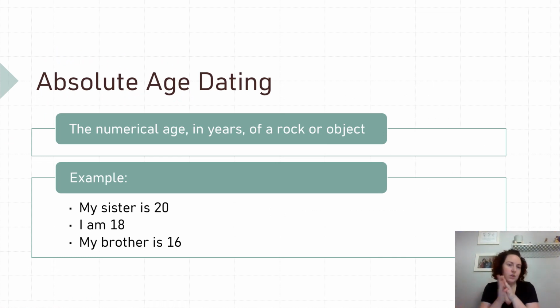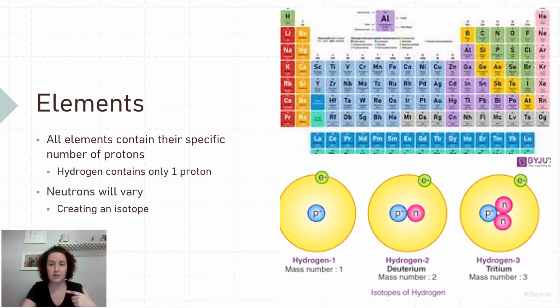Okay, so absolute age dating is giving the numerical age in years of a rock or an object. So instead of saying my sister is older than I am and I'm older than my brother, which doesn't tell you how old we all are, if we were to state my sister is 20, I am 18, and my brother is 16, that's giving you actual ages. That's essentially what we're coming down to in this whole process.